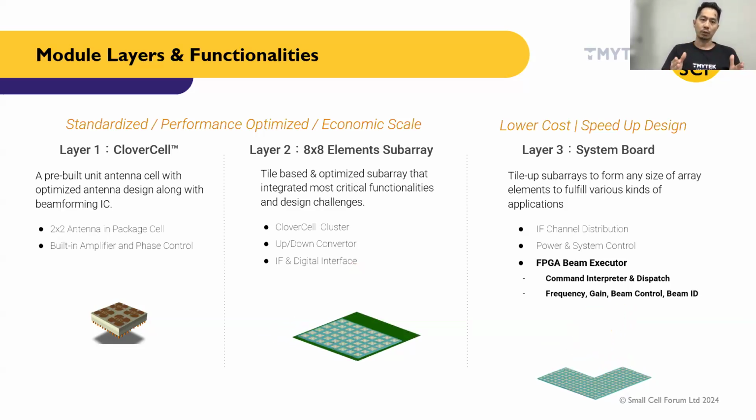So in layer 1 and layer 2, you can see that we standardize these two layers and optimize the performance on these two, so it can have an economy of scale. It can be very piece-like, just like a chip, as a cloud cell. So we can deliver this L1, L2 to ODMs. They can easily build a system board. The system board is just a low frequency board. It can have a low cost and also can speed up the design. Yeah, so this is our architecture.